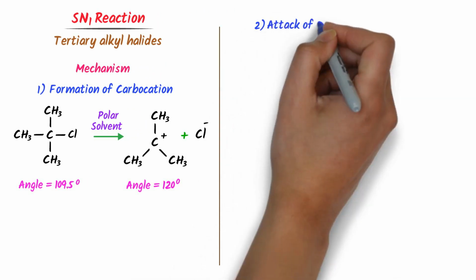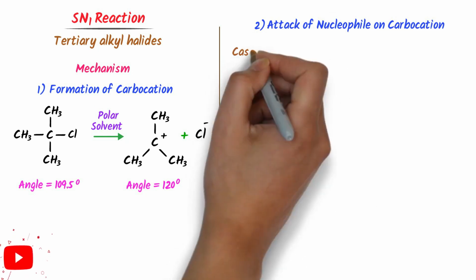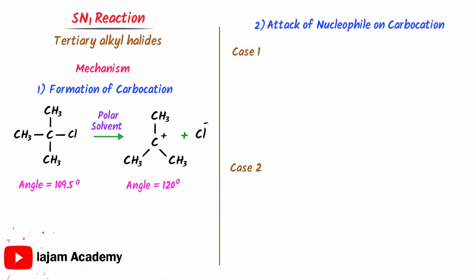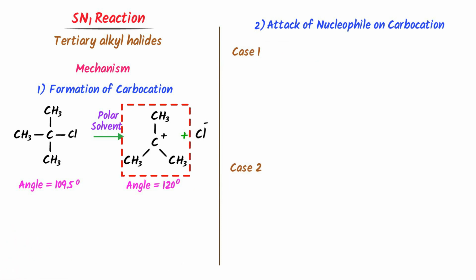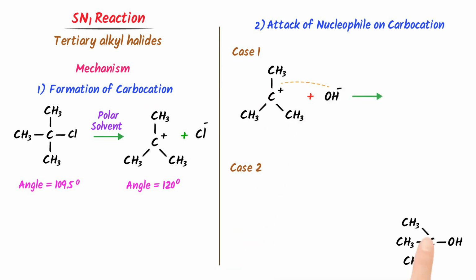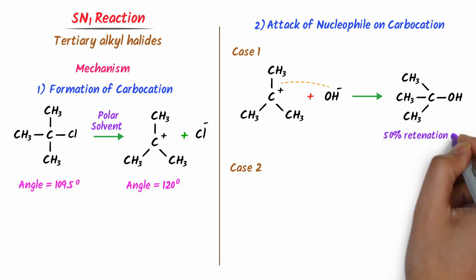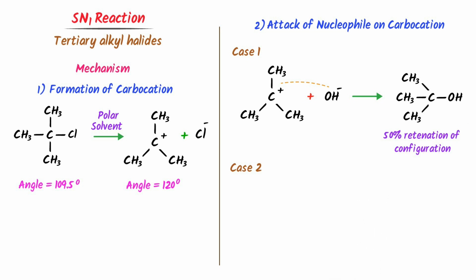The second step is attack of a nucleophile on the alpha carbon of the carbocation. Now there are two possibilities of attack of a nucleophile. I take this carbocation and place it here. Let in the first case, the nucleophile OH attack from the right side. I get this compound. Here, the carbocation has retained its original shape 50%. So we call it 50% retention of configuration. It means that this molecule has retained 50% of its original arrangement.